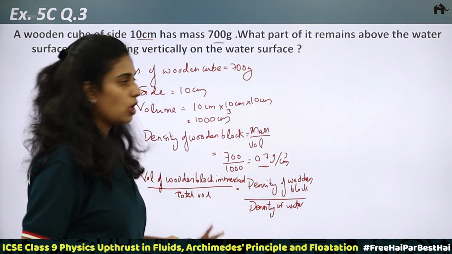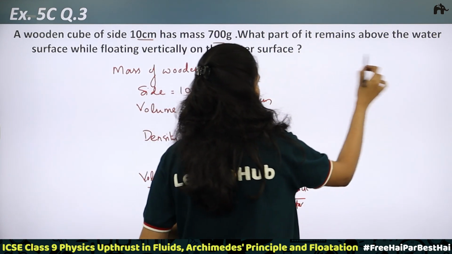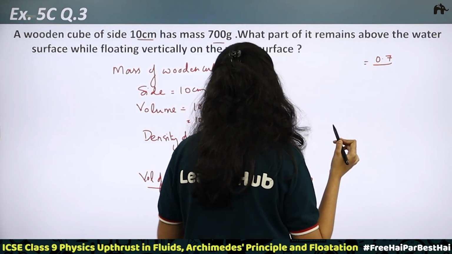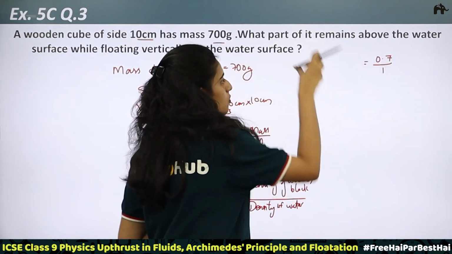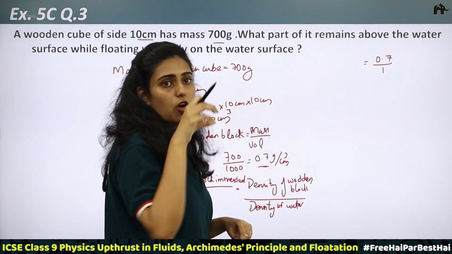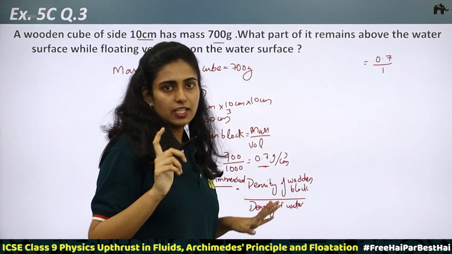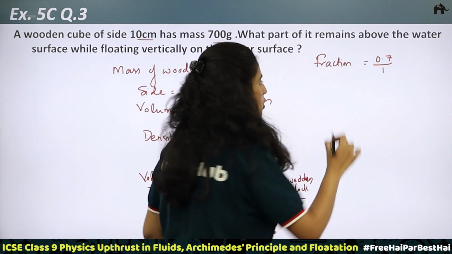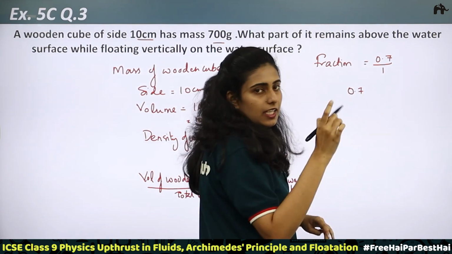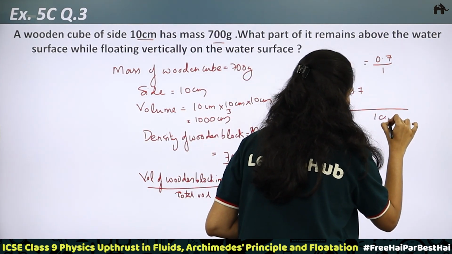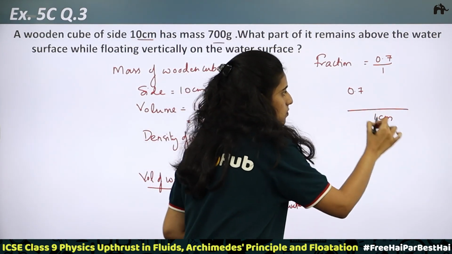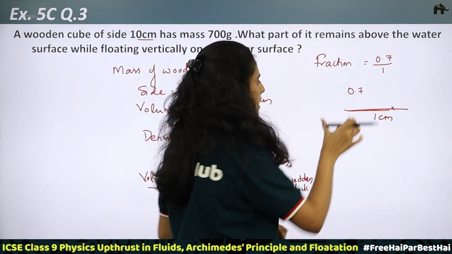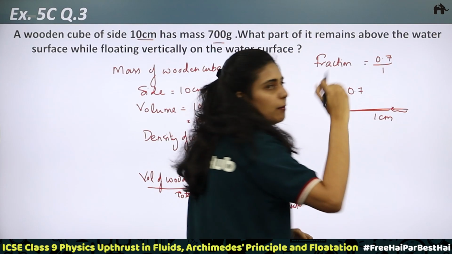What is the density of the wooden block? We have determined it. So this will be equal to 0.7 divided by density of water, which is 1. So volume of immersed part by total volume is 0.7 divided by 1. So this is the required fraction. What does it mean? 0.7. If the side is 1 centimeter, 0.7 centimeter will be immersed, and the remaining will be above the water.